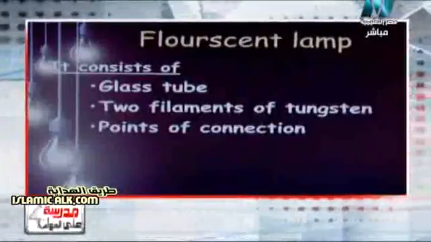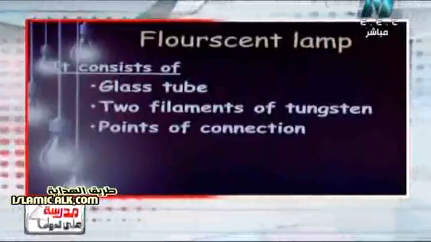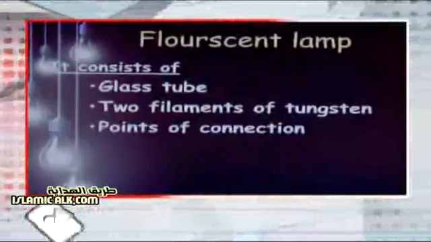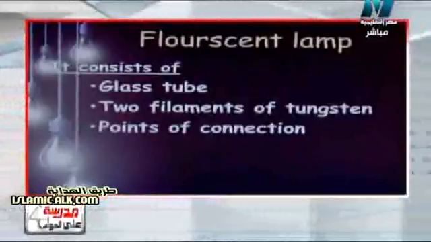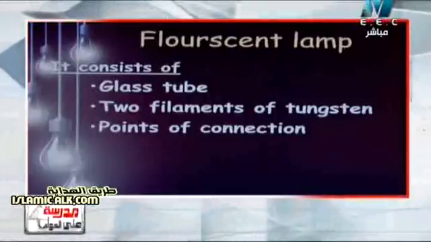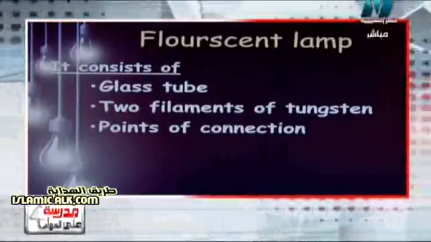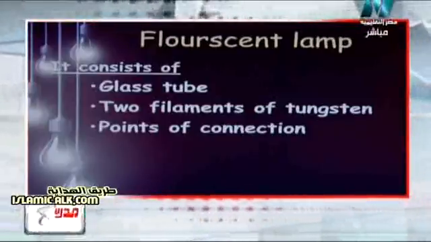So now let's study the fluorescent lamp. The fluorescent lamp consists of three main parts: the glass tube, and two filaments, not only one filament, of tungsten also, and points of connection. Here we have two bases, not only one base. So again, the fluorescent lamp contains the glass tube, two filaments of tungsten, and points of connection.